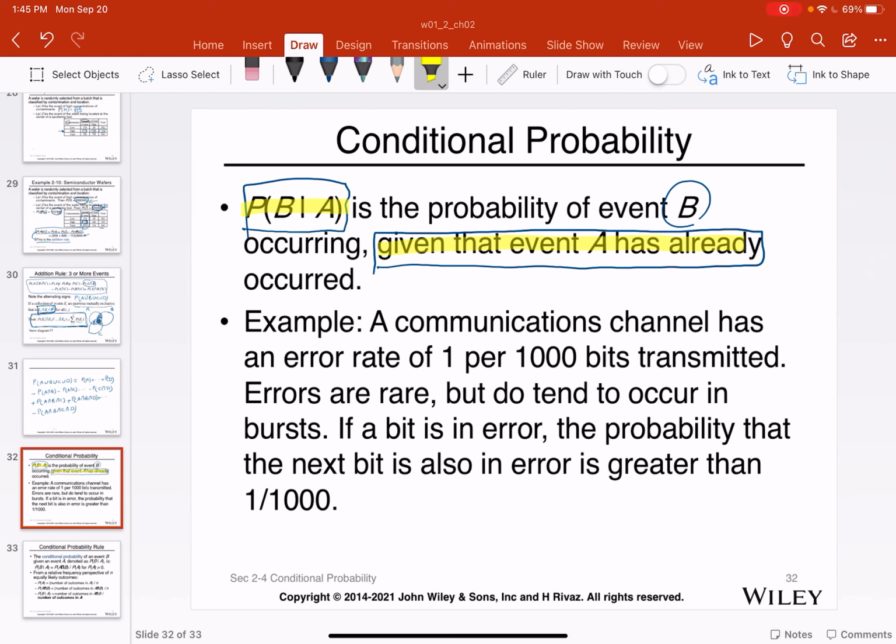So let's look at an example. A communication channel has an error rate of 1 per 1,000 bits transmitted, which means that errors are rare but do not tend to occur in bursts. If a bit is in error, then the probability that the next bit is also in error is greater than 1 divided by 1,000. So basically, if you have one bit that's an error, most likely the next bit is not an error, because errors don't happen in neighboring bits.